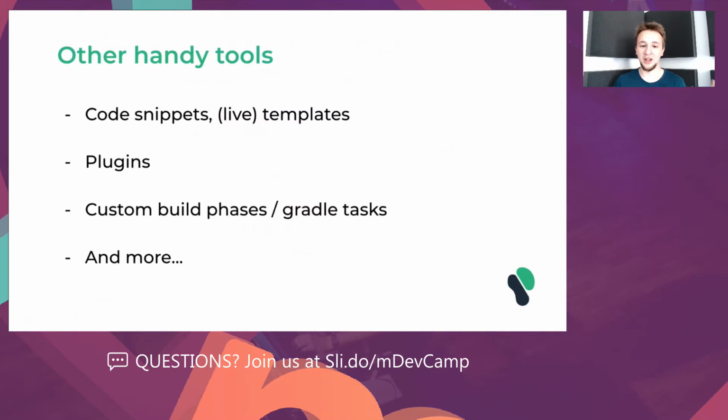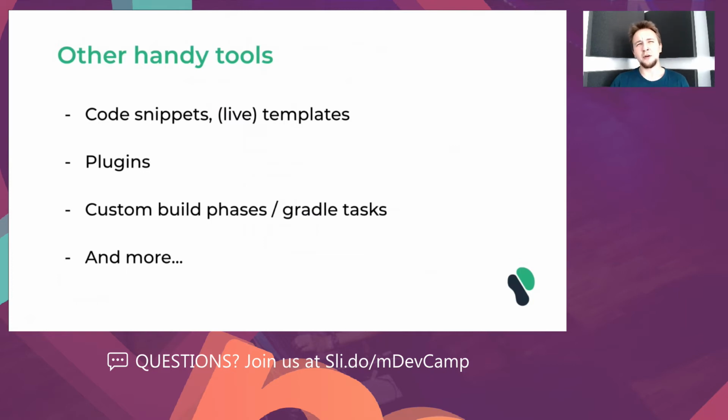So moving away from this personal ideological insertion into the presentation, there are many handy tools you can use that generate code in different sizes, like code snippets, templates, some nice plugins, and you can always write your nice little script that can be run as a custom build phase in Xcode or as a Gradle task in Android Studio. And we would probably be able to find many more if we wanted to.